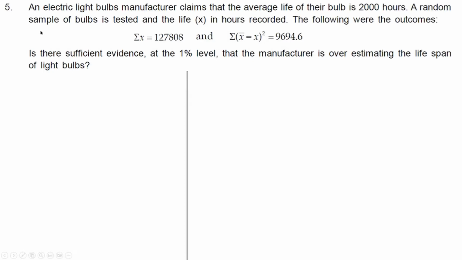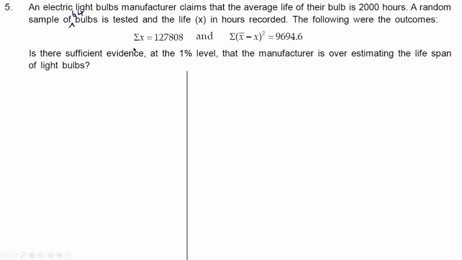Moving on to the next question. An electric light bulbs manufacturer claims that the average life of their bulb is 2000 hours. A random sample of, I think some data is missing here. The sample size is missing. I think it should be 64. A random sample of 64 bulbs is tested and the life in hours recorded. The following were the outcomes.